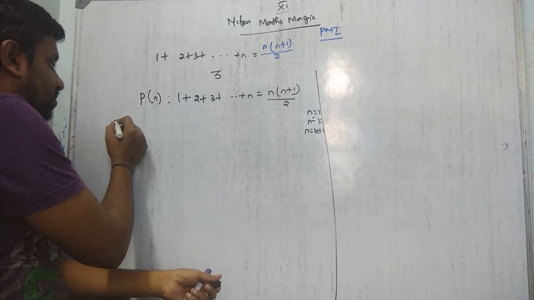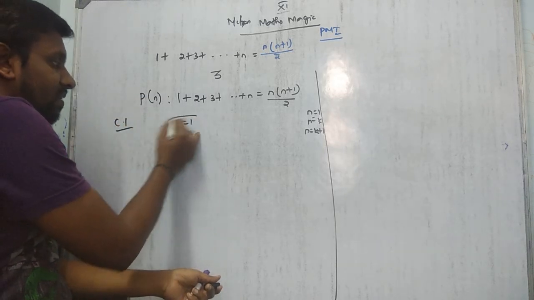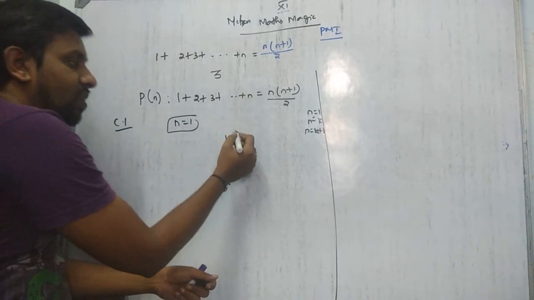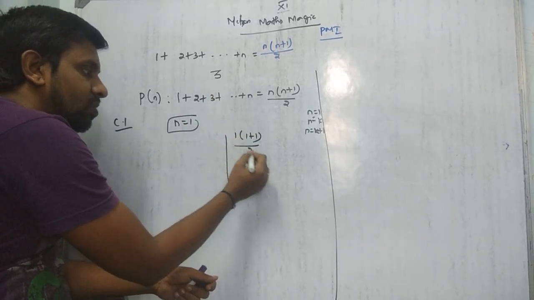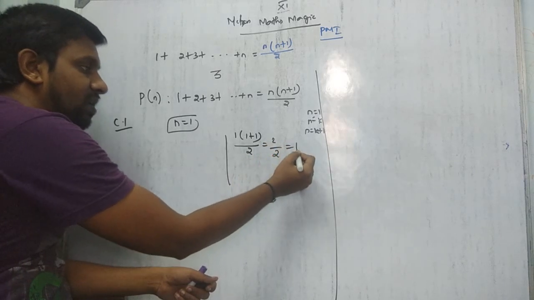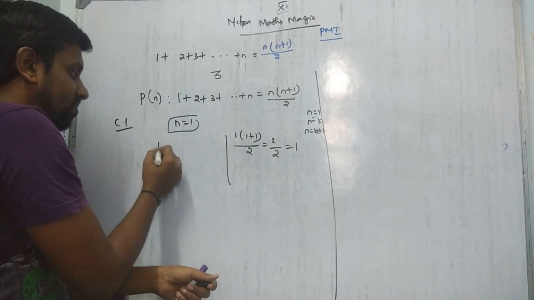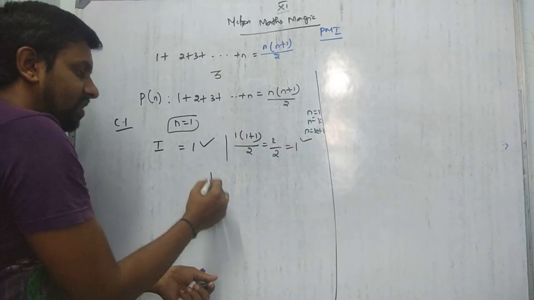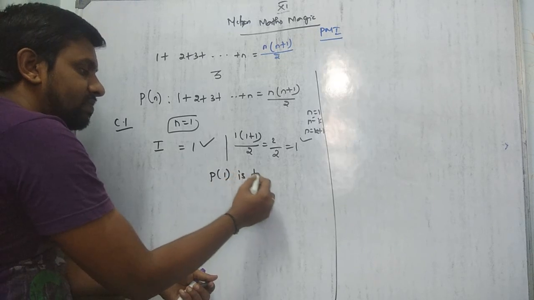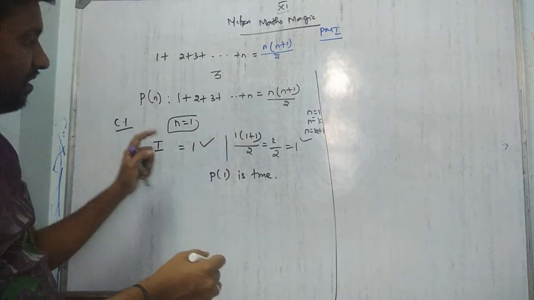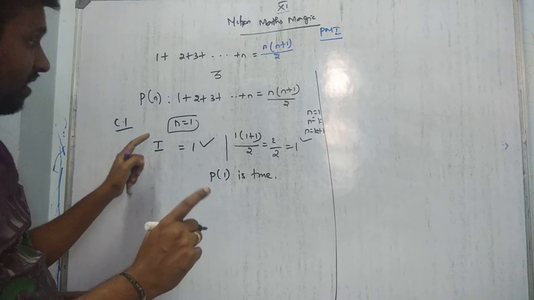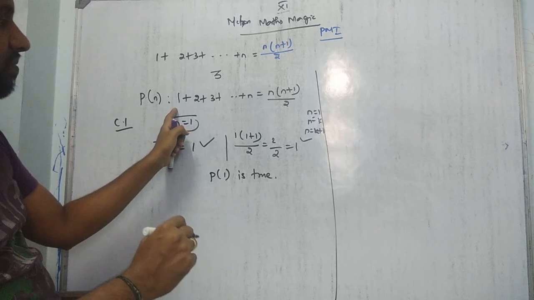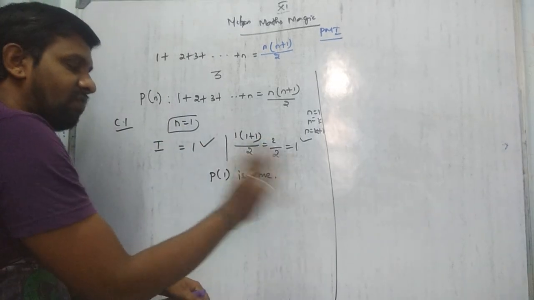So first, case 1, n equal to 1. Wherever n comes, put 1: 1 into 1 plus 1 upon 2, that is 2 upon 2. The answer is 1. The first number is also 1. So hence we have to write P of 1 is true. I repeat again, wherever I have to check for n equal to 1, I put n equal to 1, so I got 1. That's the first term. So the first term is true, P of 1 is true.